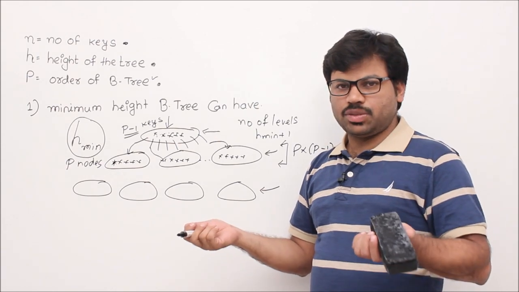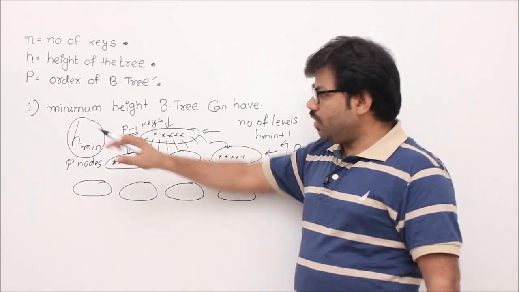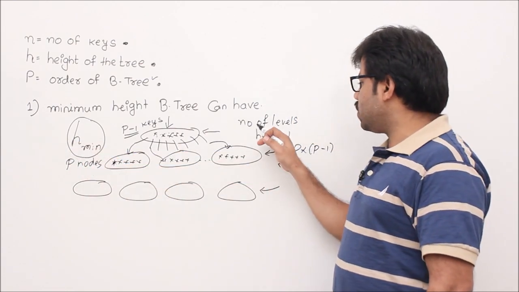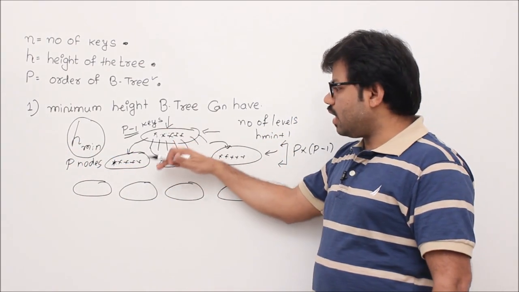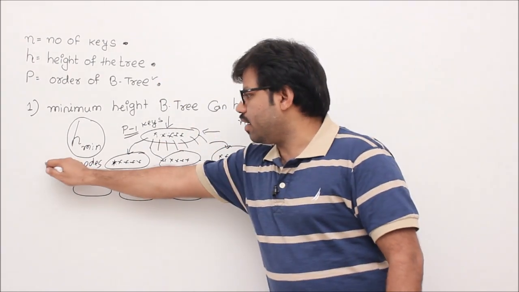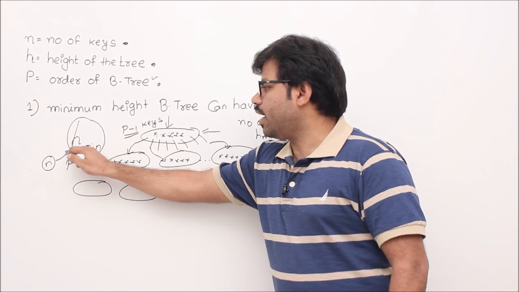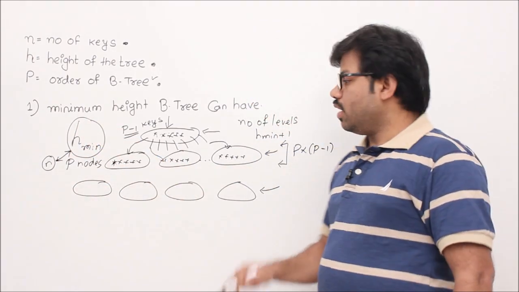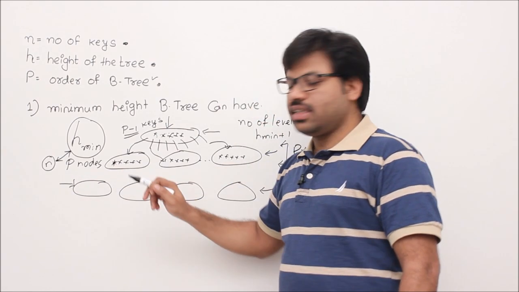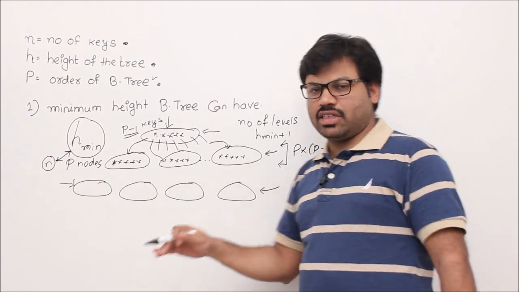But you don't know what h min is, right? It's a variable. If h min is the answer, the tree will have h min plus 1 levels. Then we are seeing the number of keys, which is known for us. So the number of keys is nothing but n, right? So I am going to relate n and h min. If this tree really has a next level, we will see how many keys that level will have.